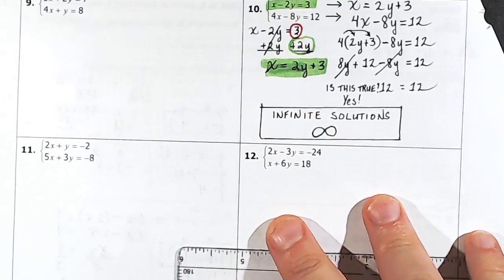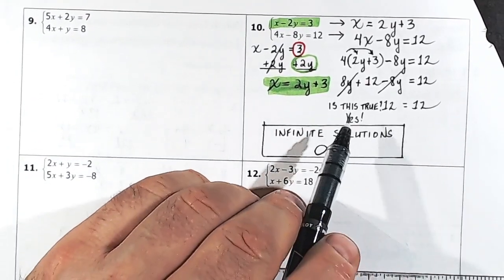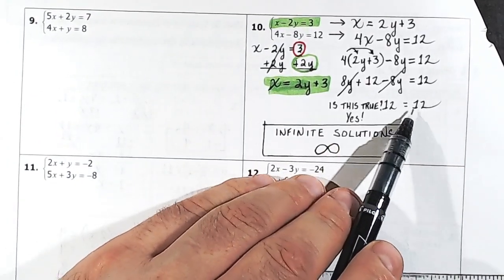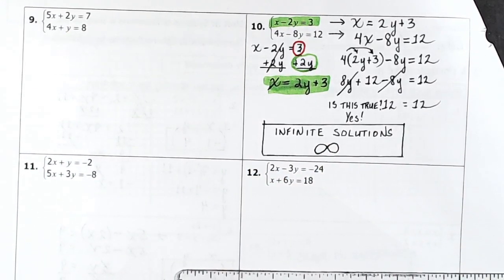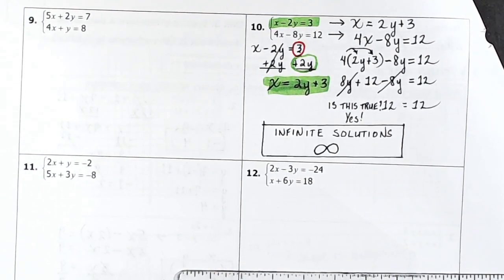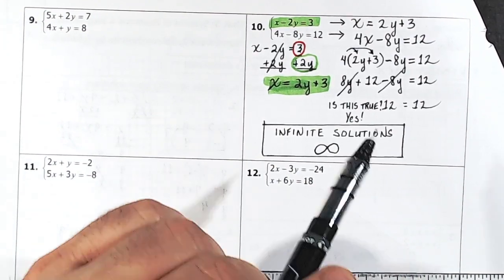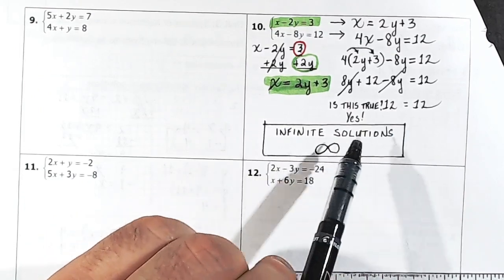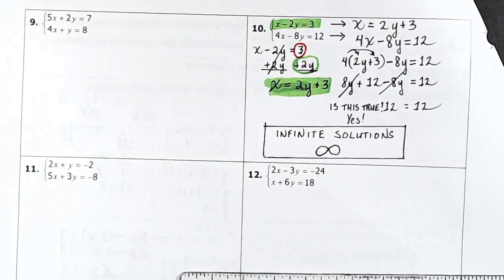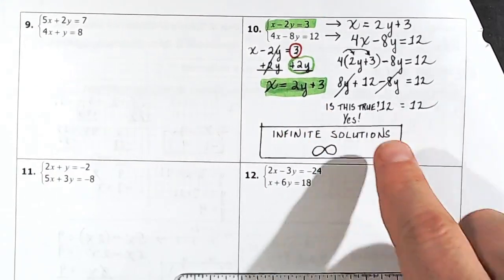Okay, well, I wanted to say one more thing about number 10. The way that we knew that it was infinite is that 12 did in fact equal 12. Remember in the previous homework when we got one where you ended up with like 1 equals 0 and it wasn't a true statement? 1 doesn't equal 0. Well, that's when you wrote no solution. So if the statement is true, then it's infinite. If it's not true, then there are 0 solutions. That means the lines are parallel, right? But in this case, it's infinite because 12 does equal 12.